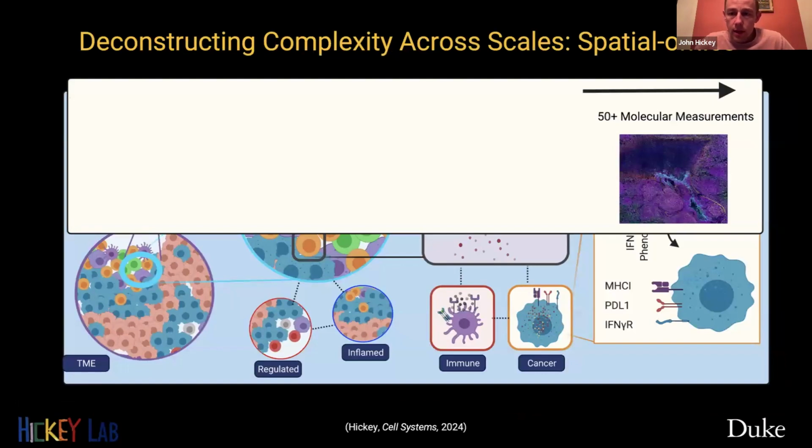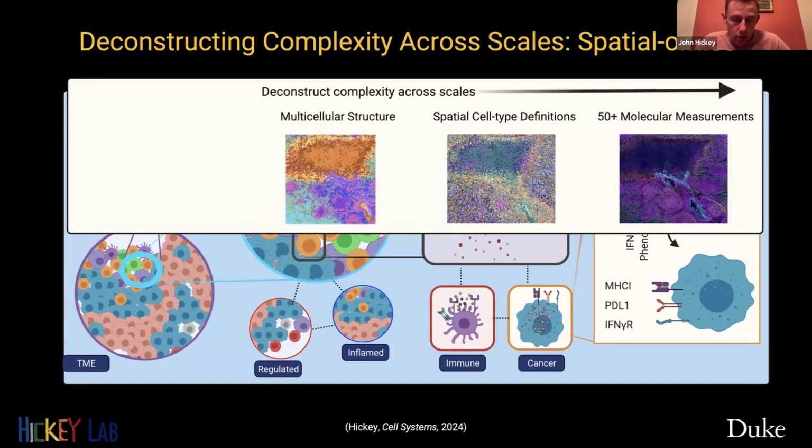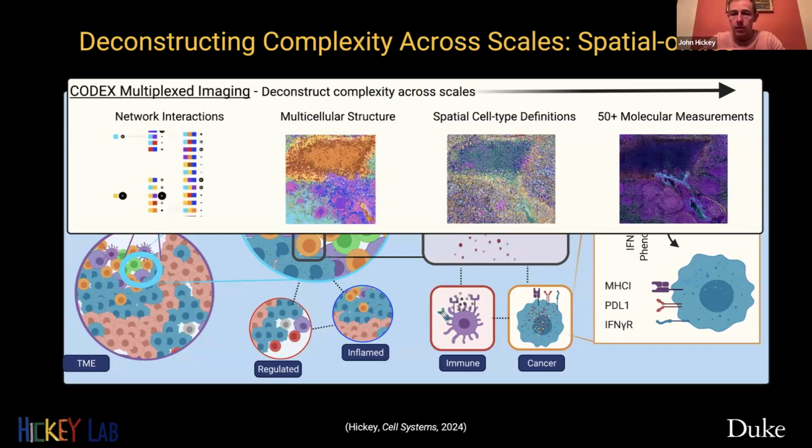So one of the technologies that we built was what we call multiplex imaging, which allows us to basically measure 50 different molecules at once at individual cell scale. We can use that to define individual cell types and where they are in the tissue, then use additional computational tools to determine this multicellular structure, and finally look at these network interactions across different scales.